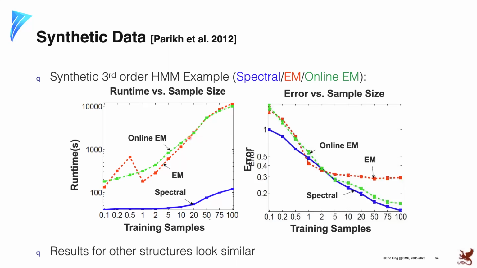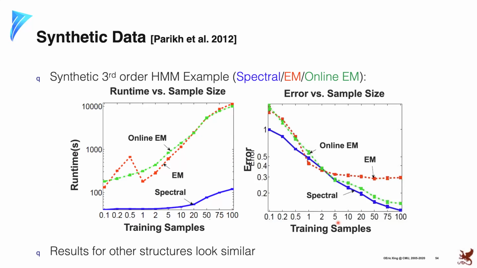So we can see, by comparison among these three approaches, that the running time of spectral learning is relatively small, and especially the gap will increase when the number of training samples increases, right?